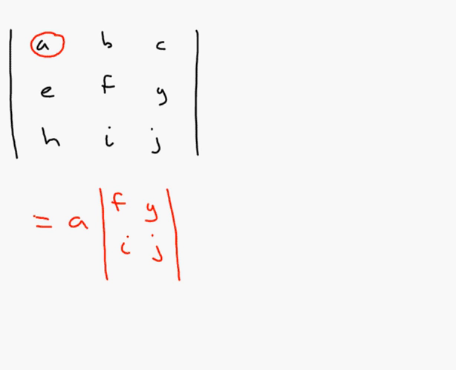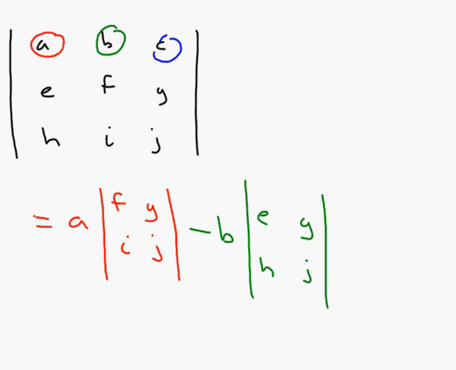Okay. Here's the part that's going to be a little less obvious. You'll see in a minute. Next, I'm going to move to the element B. I'm going to do minus B times its minor. Now, the minor for B would be E, G, H, J. Agreed? All right. And then lastly, pick a different color. I'm going to take the element C here. I'm going to do plus C times E, F, H, I. Okay. So that would be the determinant of this matrix.